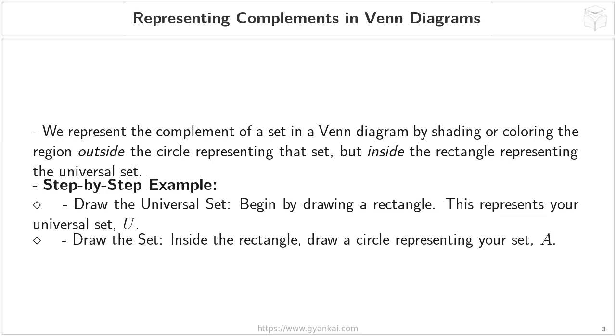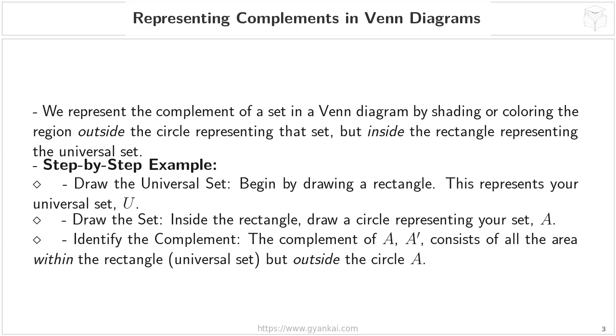Next, draw the set. Inside that rectangle, we draw a circle. This circle represents our specific set, which we've been calling A. This circle contains all the elements that are in set A. Now comes the important part. Identify the complement. The complement of A, which we write as A prime, consists of all the area that is within the rectangle, our universal set, but outside the circle A. It's everything in the big box that isn't inside the smaller circle.